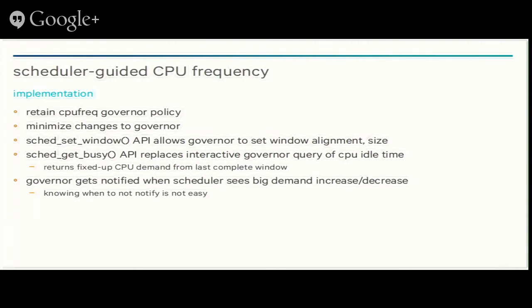And then, as I say, the governor gets notified when the scheduler sees a big demand increase or decrease. Knowing when to notify the governor is not simple. It turns out to be a fairly hard problem. As I mentioned, there are issues with the topology. You might flood the governor with needless notifications when it can't do anything. So that turns out to be not simple.